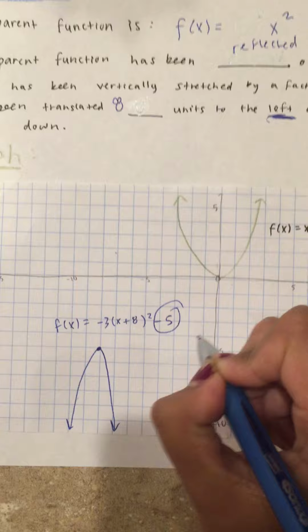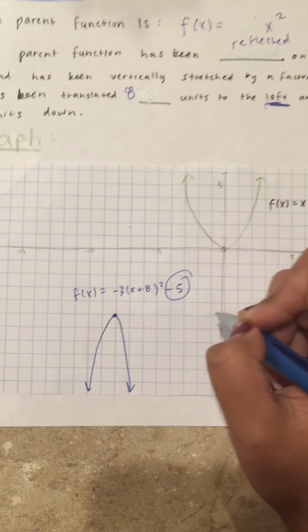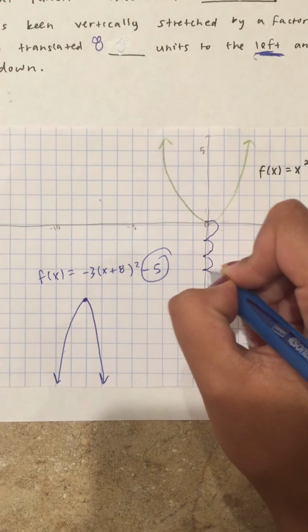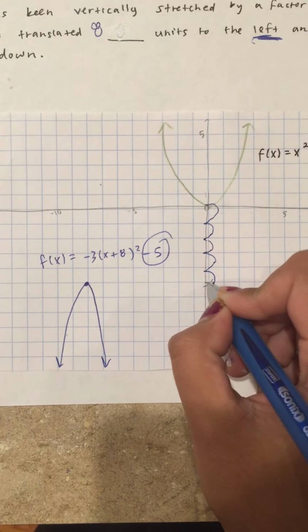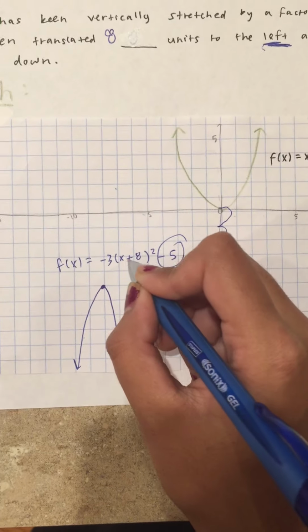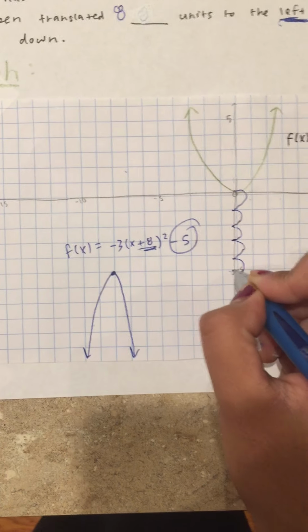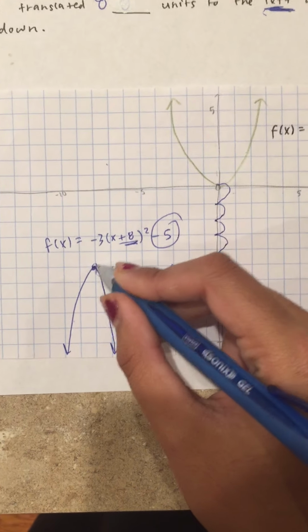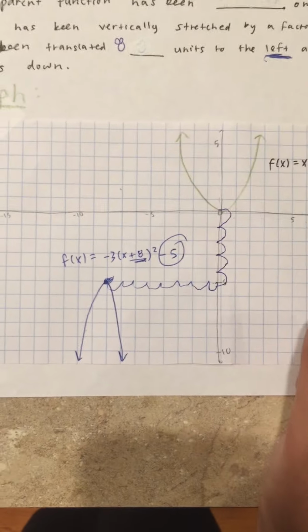The negative 5, which means you're translating 5 units downwards, is shown here. 1, 2, 3, 4, 5. And that's exactly where the point is. However, it's also translated 8 units to the left. 1, 2, 3, 4, 5, 6, 7, 8, which gives you the vertex of the new parabola.